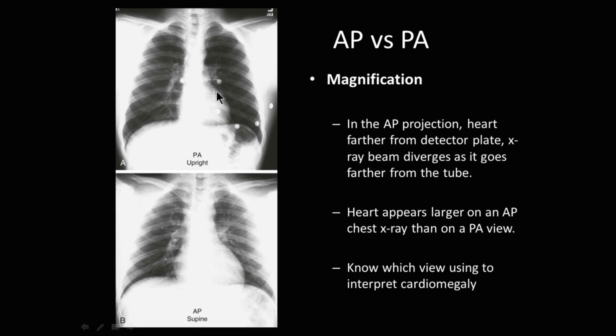Magnification, we just talked about that. On the AP, the heart is farther from the detector. The X-ray beam diverges as it goes farther from the tube. On the PA, the beams are hitting it dead on, and these are the same person. You can see the difference between the heart being slightly magnified based on the divergence of the beam.